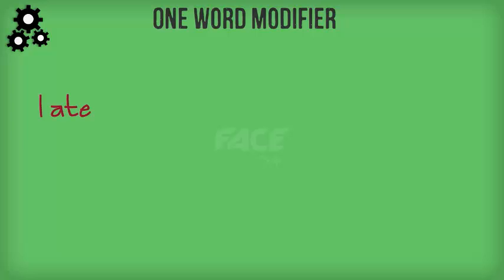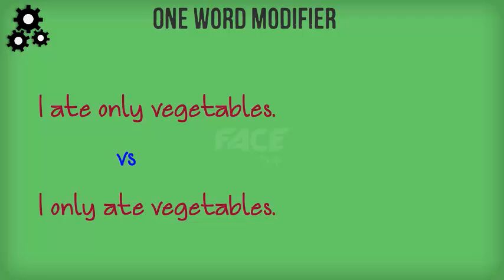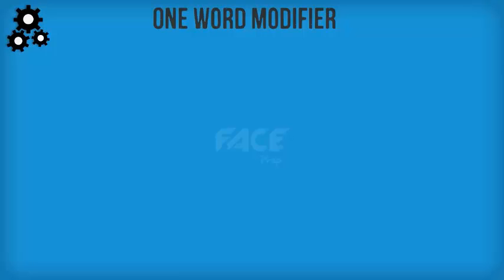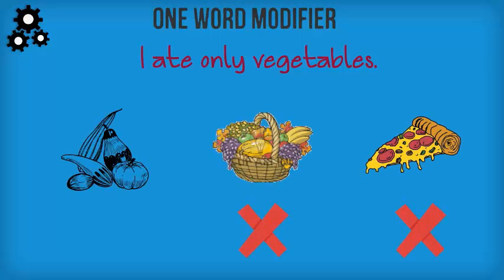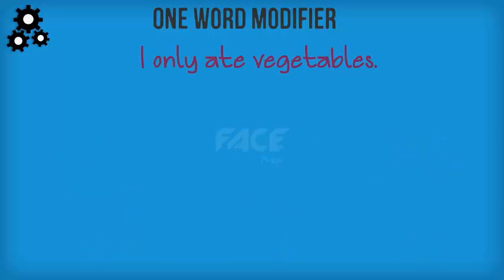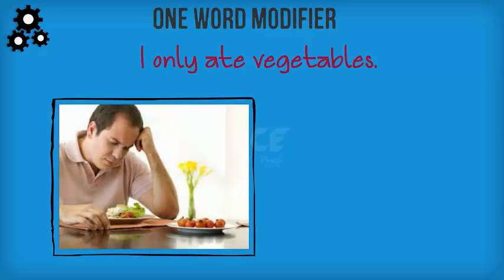I ate only vegetables. I only ate vegetables. What is the meaning of these sentences? The first sentence, I ate only vegetables, means I had nothing on my platter except vegetables. I did not eat anything else. I ate only vegetables. What about the second sentence? If you are thinking that it means I was the only person who ate vegetables, then you are wrong.